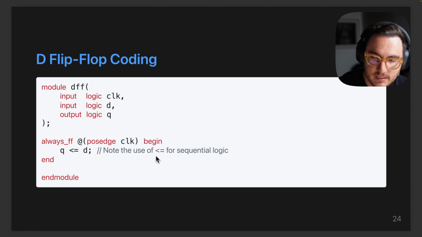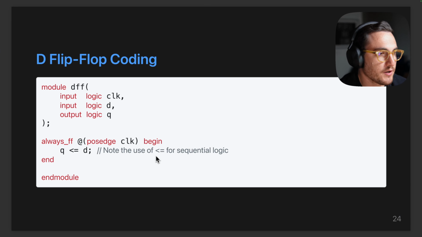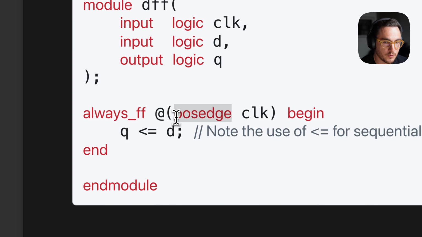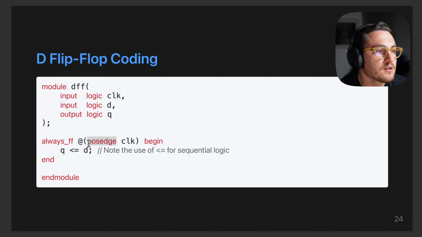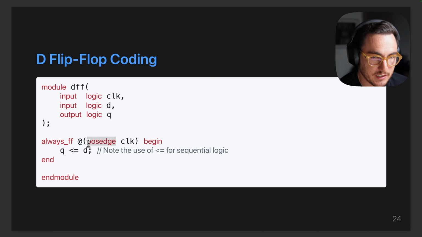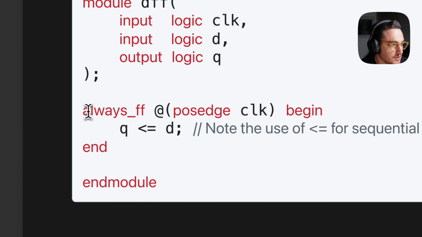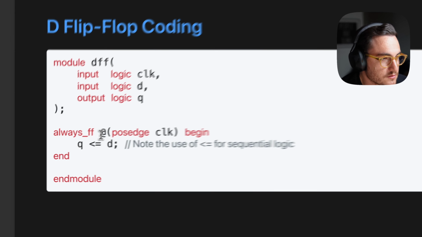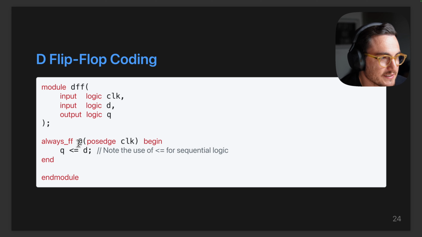How do we code a D flip-flop? So we have 2 inputs, 1 output. The clock and the D input, the data input, and a Q output, which is a 1 clock cycle delay of the D input sampled at the positive edge. So if here we change the keyword and we put negedge, we would be sampling at the negative edge of the clock. So here there's a few things to note. One is the use of the always_ff construct, with the positive edge of the clock inside the sensitivity list of the always_ff construct.